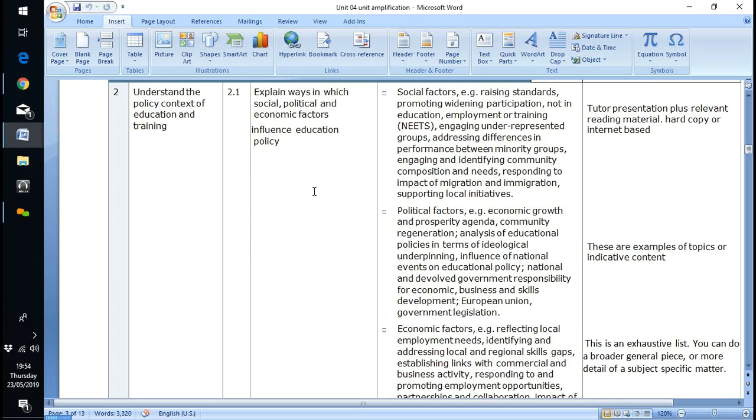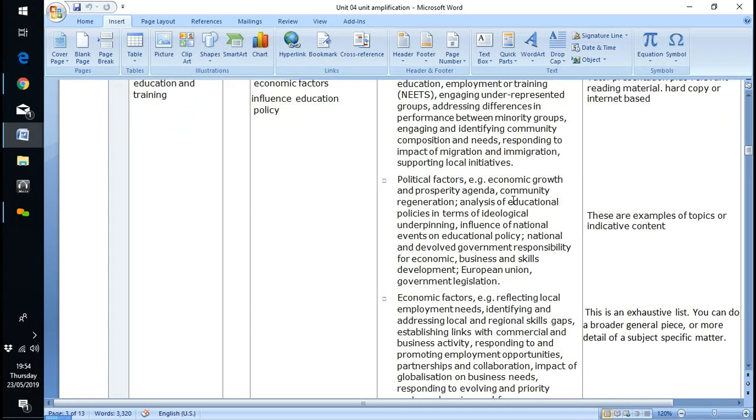Go away. So this is a big bag of worms, this one, and you can use a whole host of things that you've got an interest in. So again, we move on to political factors, economic growth and prosperity agenda, community regeneration, analysis of education policies in terms of ideological underpinning. I'd like to give an example on that. You've got political factors. Let me put it this way. In the last 40 years, I've seen a sea change in this country.